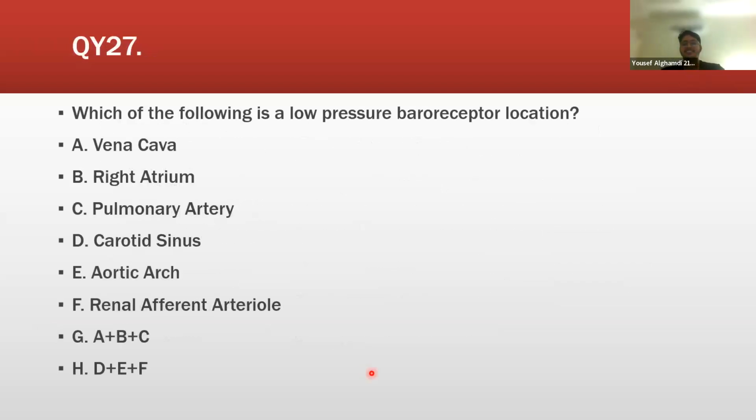Okay, which of the following is a low pressure baroreceptor location? I put many options because I wanted to make sure that you guys know all of them. A, B, and C, which is also G. Yes. Okay, good. But what would the right atrium release upon a change in blood pressure?